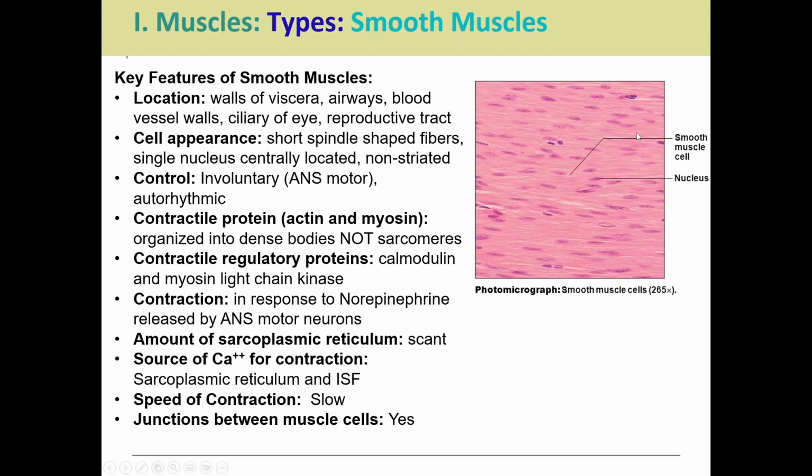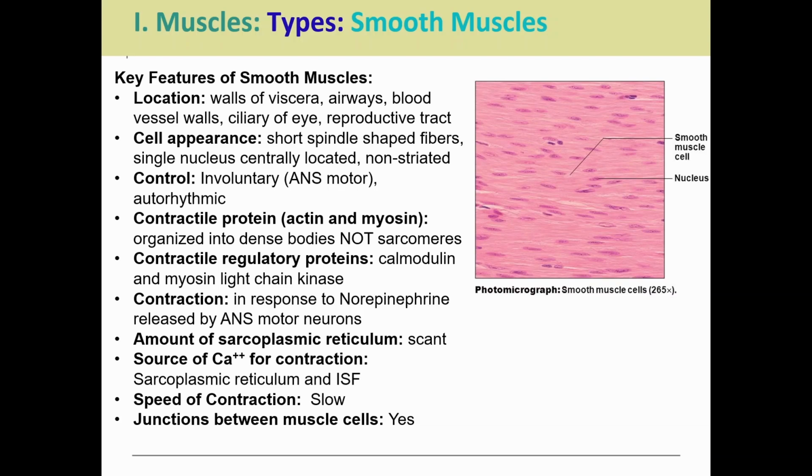And they're going to be much shorter. They're spindle shaped, so they kind of have a nice little belly to the cell, and then they kind of point out on the ends, one single nucleus, and we notice they're smooth in appearance, meaning there are no striations. This is also controlled by the autonomic nervous system, and so this is involuntary. We do not use sarcomeres anymore. We are using actin and myosin, but not sarcomeres.